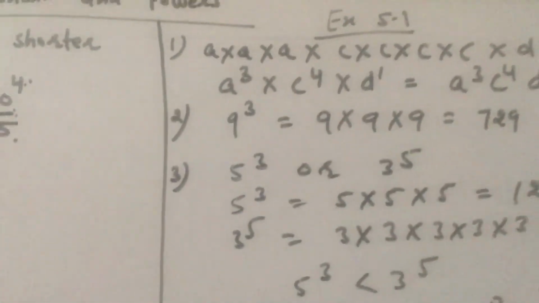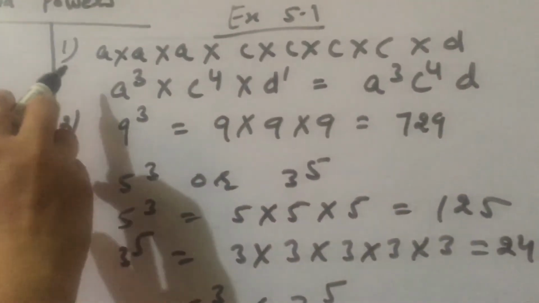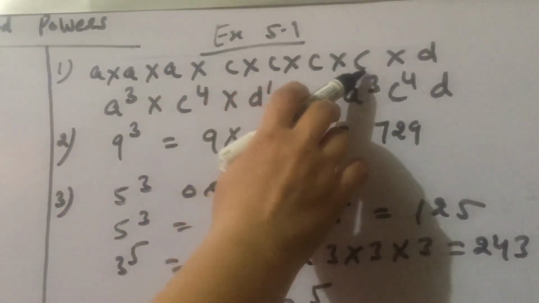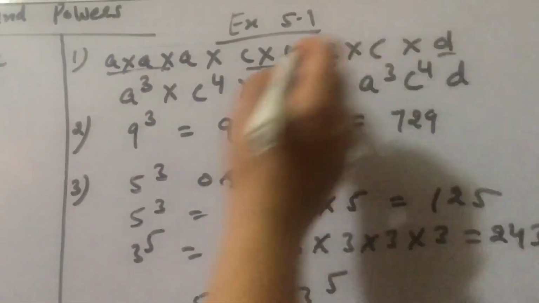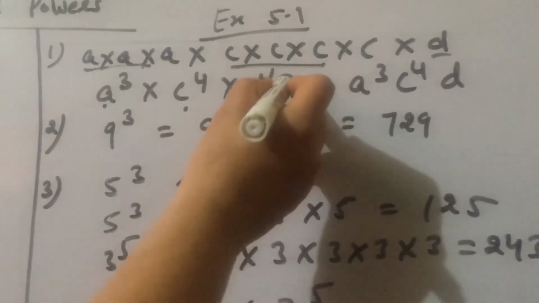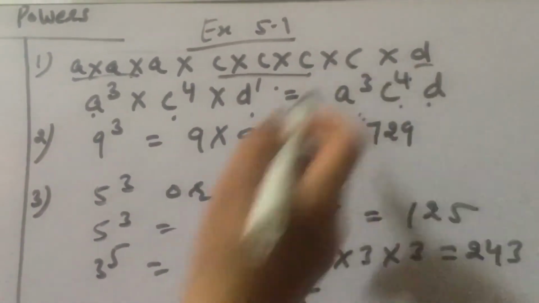Now I am going to explain some questions of exercise 5.1. Question number 1, a into a into a into c into c into c into c into d. a is 3 times, c is 4 times, d is 1 time. So a raised to power 3 into c raised to power 4 into d raised to power 1. We can write it as a raised to power 3, c raised to power 4 and d.